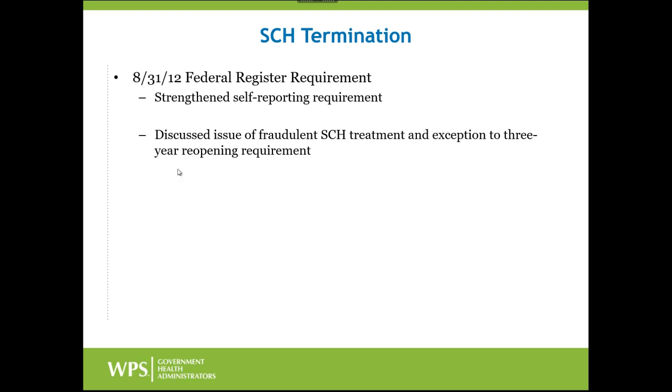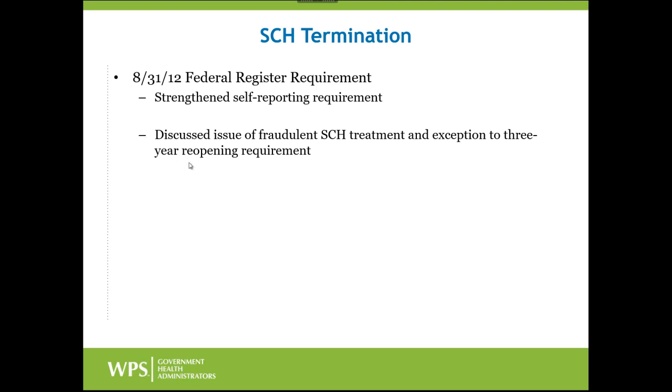There was a discussion of issues of fraudulent sole community hospital status treatment and any sort of exception to a 3-year reopening requirement. Reopenings can be opened by CMS or a MAC at any time if there's evidence of fraud. There is no 3-year time frame in the case of fraud. So if it becomes known that the provider was intentionally withholding that information to keep and maintain their sole community hospital status, that could possibly be considered a fraudulent situation. So there's the question of possible recoupment all the way back to the beginning, even past 3 years.